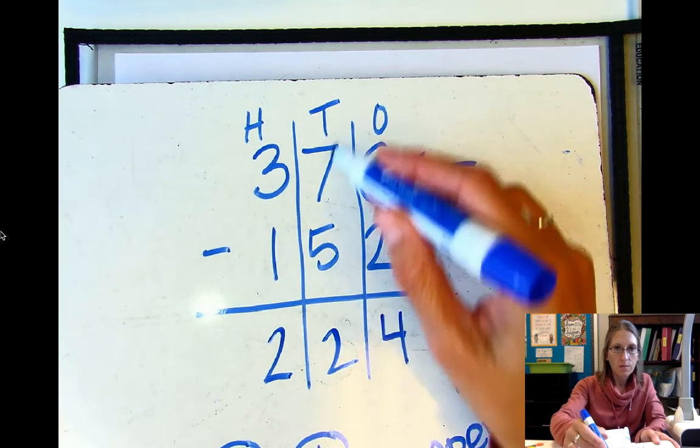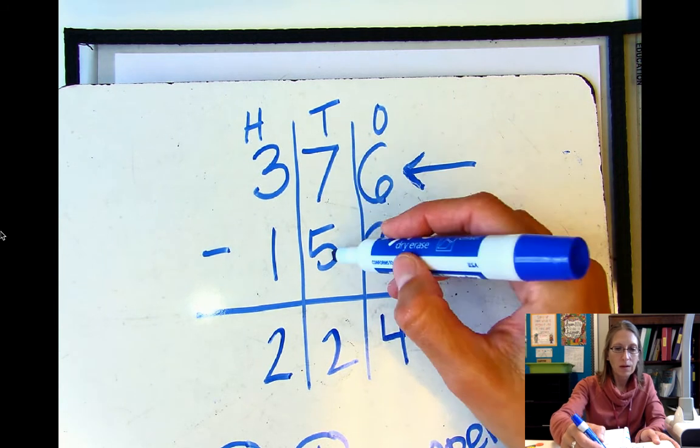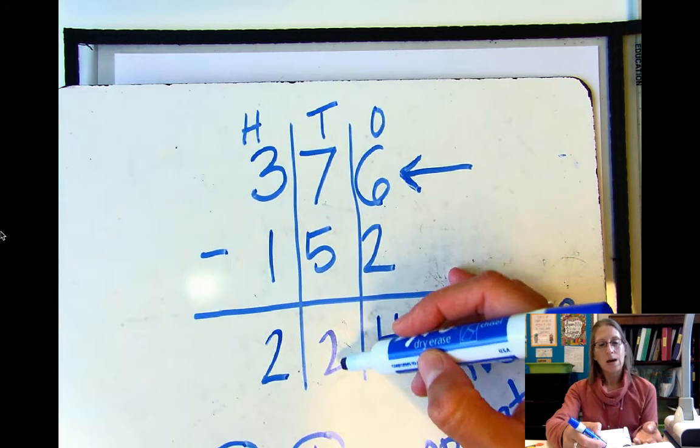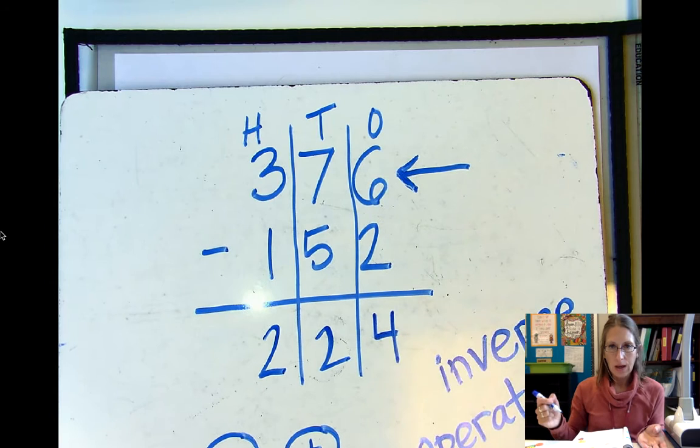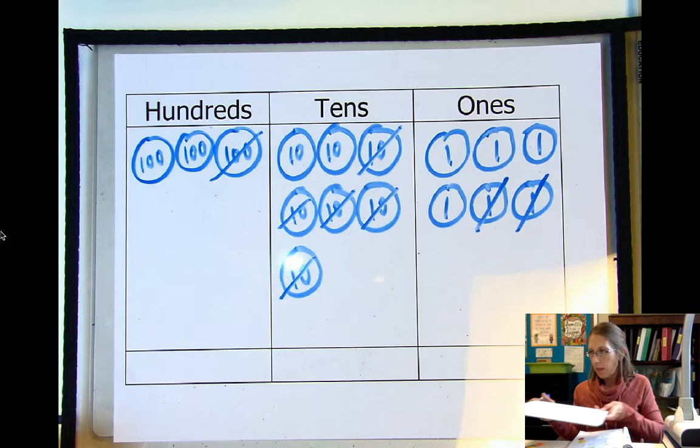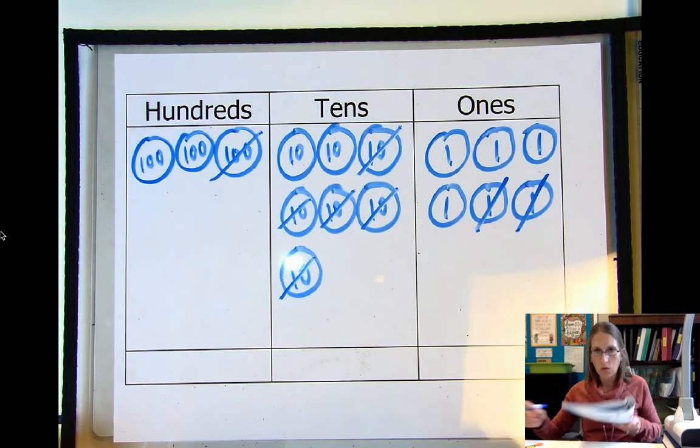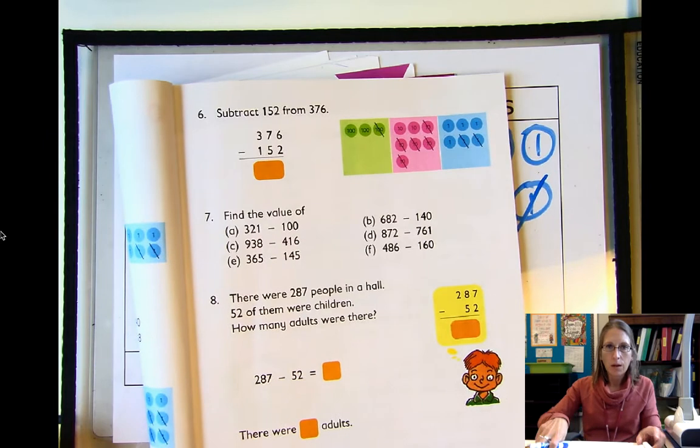2 plus 5 makes 7. So 7 minus 5 is 2. So we can kind of use that to help us. Okay, so that is how we do our 3-digit subtraction.